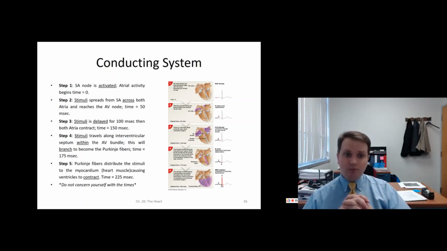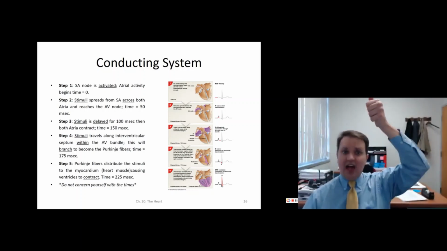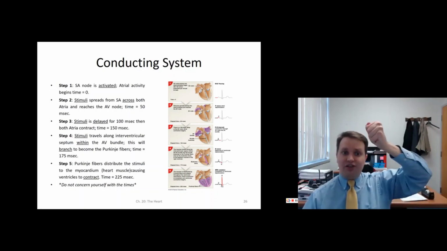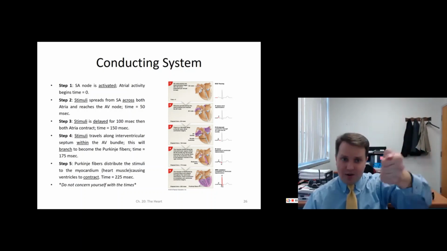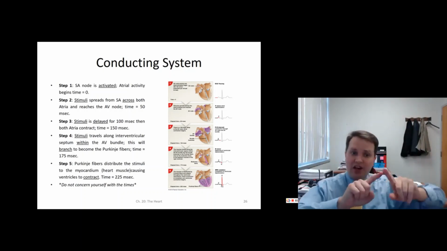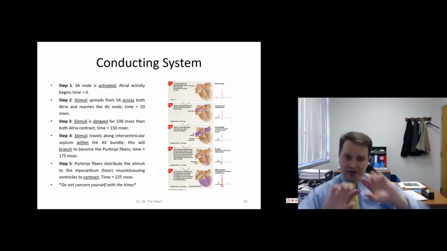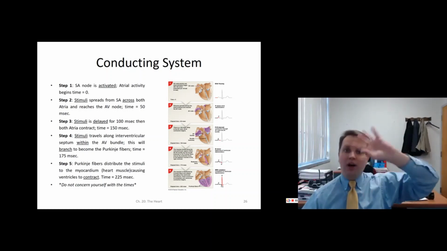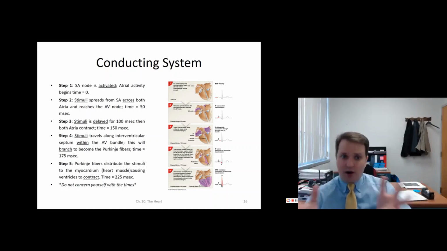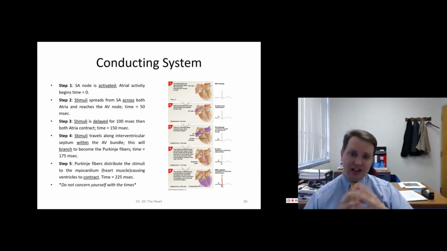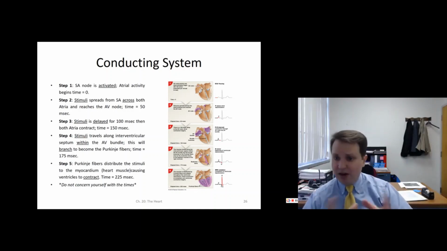Now, we're going to start at time 0. So if I have a stopwatch, and as soon as the SA node is activated, I click the stopwatch. Stopwatch is going now. So time 0, bam, I hit it. And from the SA node to the atria, it takes about 50 milliseconds to get there through either the internodal pathways or gap junction to gap junction through each myocardiocyte till it gets there. Now that's important to understand. As you guys see, this is what makes that P wave of an EKG.